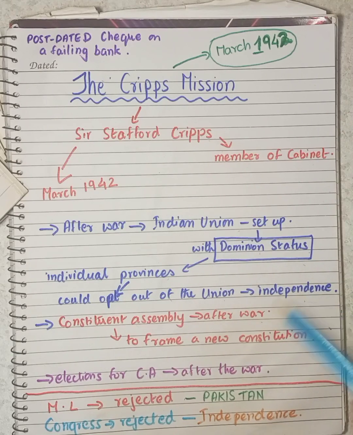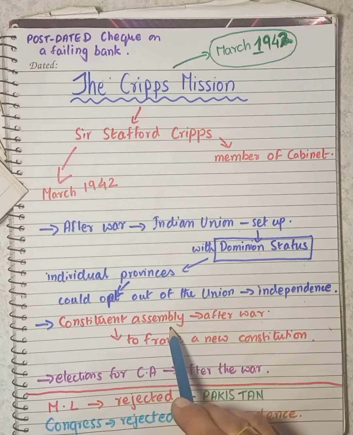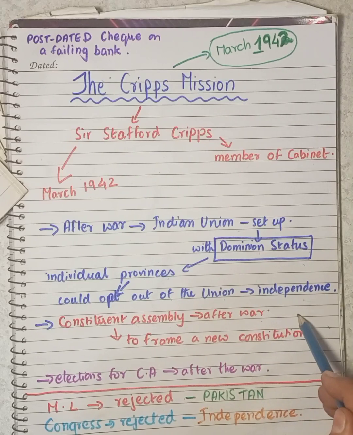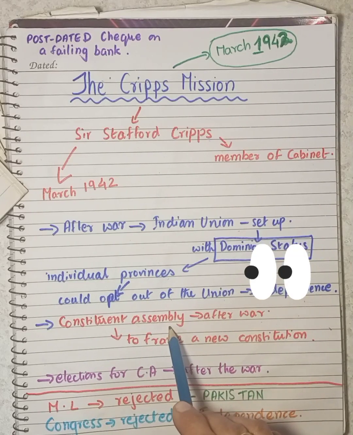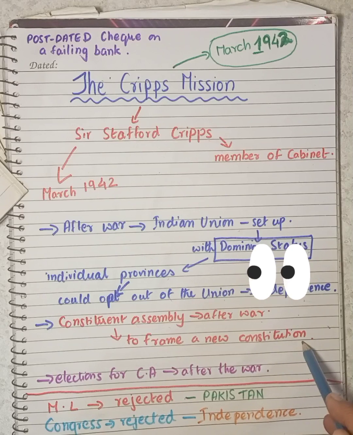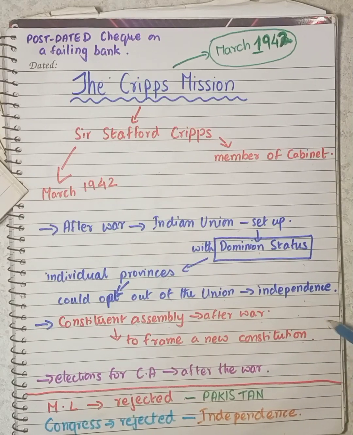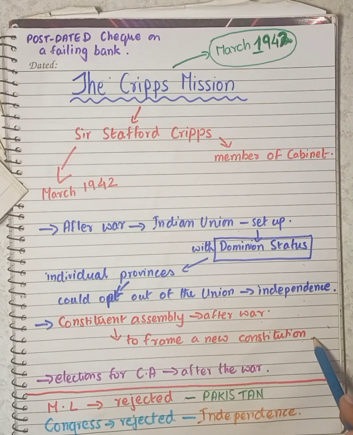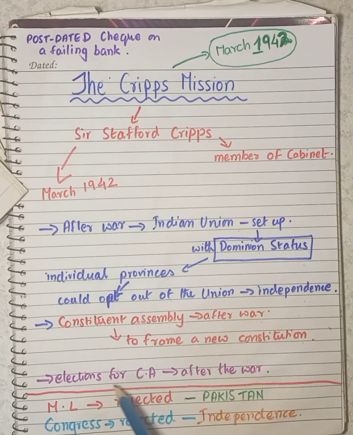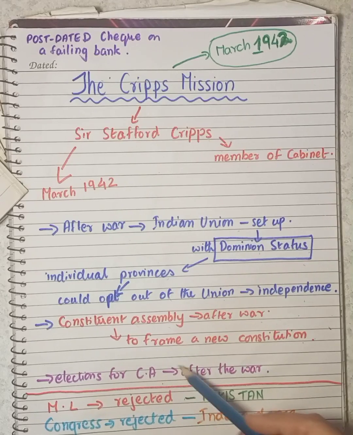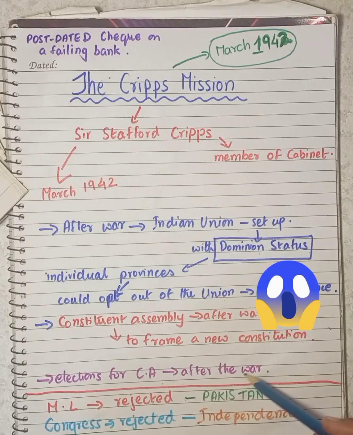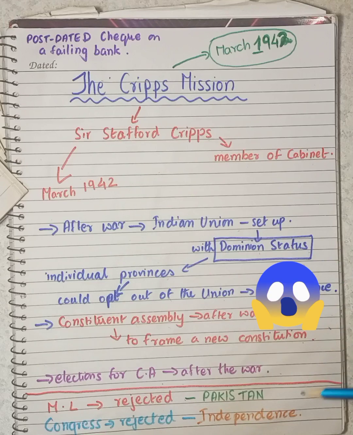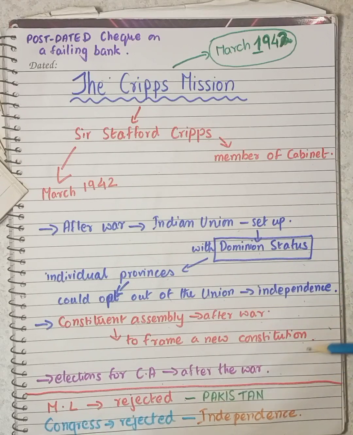Secondly, it also proposed that a constituent assembly would be established after the end of the war, and the purpose of the constituent assembly would be to frame a new constitution. In other words, it was stating that the Government of India Act would be scrapped and a new constitution would come into being. Thirdly, elections for the Constituent Assembly would be held immediately after the end of the war. So these were the promises that the Cripps Mission had come up with.